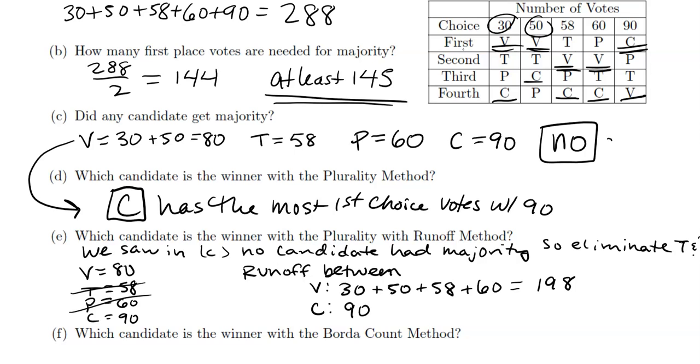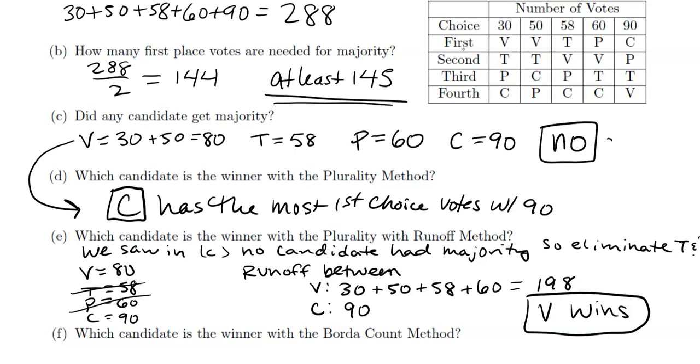Would be our totals for V. So then we would say that V wins in plurality with runoff. Let me just clean up our table quick so that we can take a look at our next one. Do remember, if you do end up with someone who has majority in the beginning, you don't do the runoff election. You just automatically elect that person the winner.